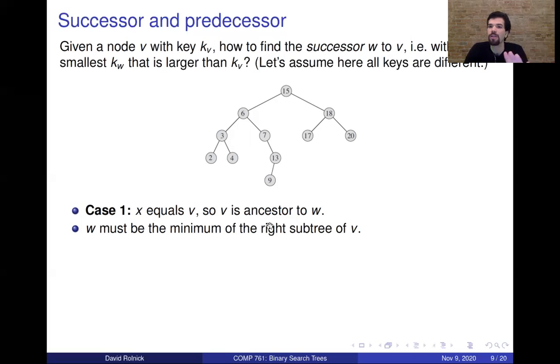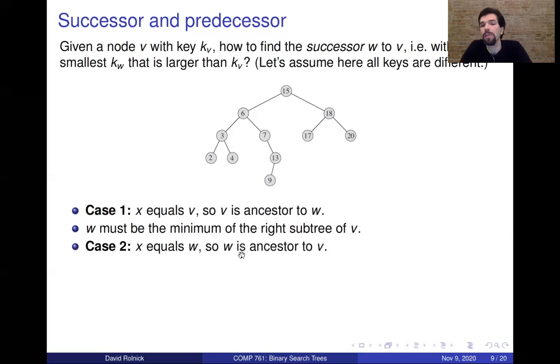This is just making our analysis from before a little bit more rigorous, because we felt like we had to go down the right subtree. We weren't absolutely sure that there wasn't something higher up in the tree that we had to consider. So case 2, X equals W. So W is the ancestor of V. So for example, here, 13, if we want to find the successor of 13, 13 doesn't have a right subtree. So we have to look up. And in this case, we look all the way up to 15.